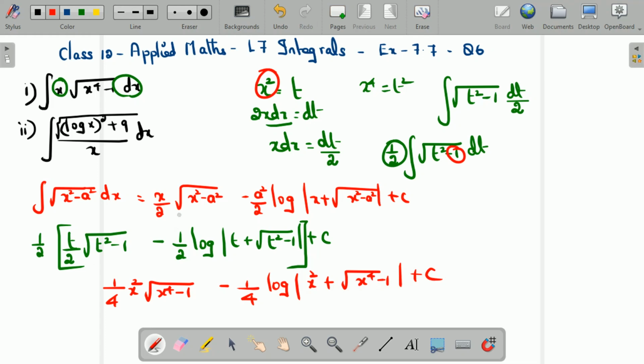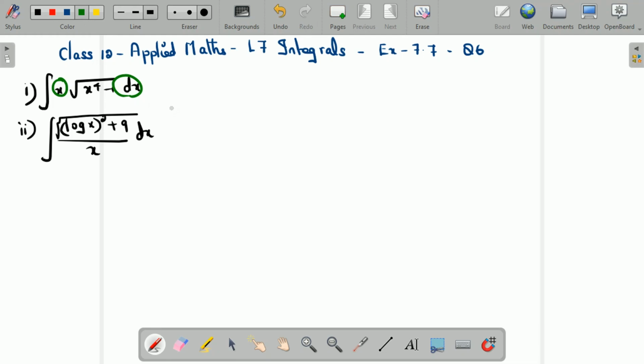Now let's take up the second subdivision. In the second subdivision, we are going to put a small substitution, log x is equal to t. So let's differentiate. So 1 by x dx is going to be equal to dt. So this dx by x will be replaced as dt. Wherever there is log x the whole squared, I'm going to put it as t squared. So let's make the transformation.